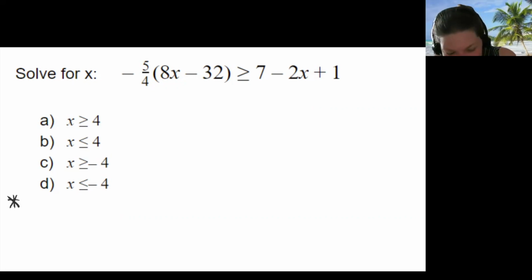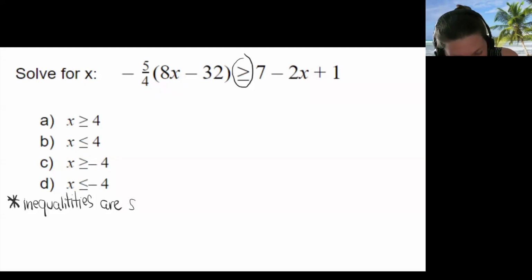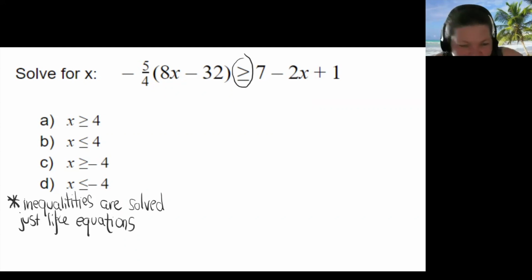Inequalities look like equations, but instead of having equal signs, they have these inequality symbols here. Inequalities are solved just like equations. All the skills you use for equations, you use with inequalities as well. There's just one additional thing you need to know. So we're not abandoning all our old rules. All the things we've been doing on the last 3 problems are still going to apply, but we have an additional rule.